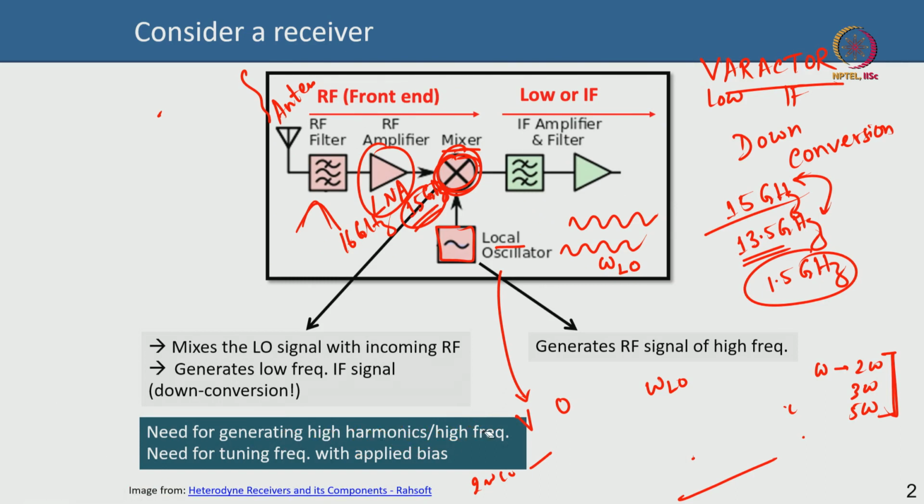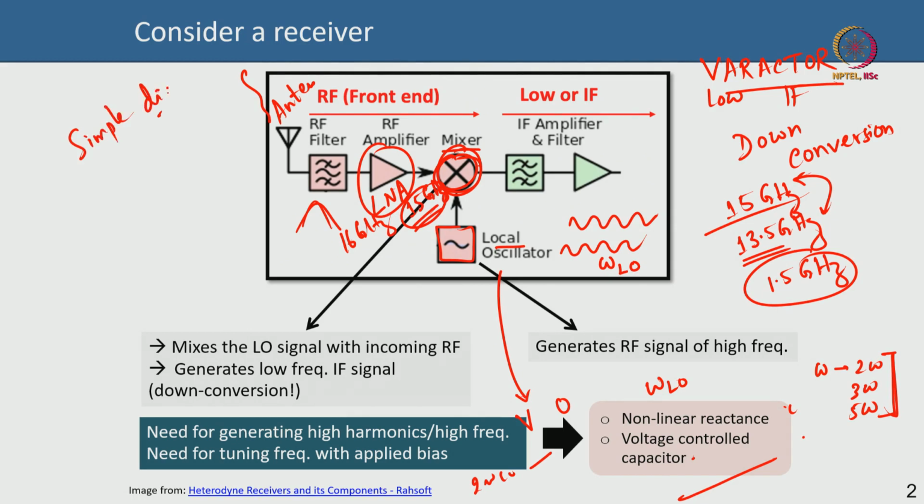Okay. So, essentially what happens is that, as I told you already, you need to generate higher harmonics, higher frequencies, and you need the ability to tune to certain frequencies. Okay. So, a varactor is a voltage controlled capacitor whose capacitance changes non-linearly. Now, what is such a device whose capacitance changes non-linearly? A simple diode. Okay. A simple diode could actually be a varactor. If you plot the capacitance with respect to voltage, it goes something like this. It is a non-linear variation of capacitance with respect to voltage, and that non-linearity is good enough actually.